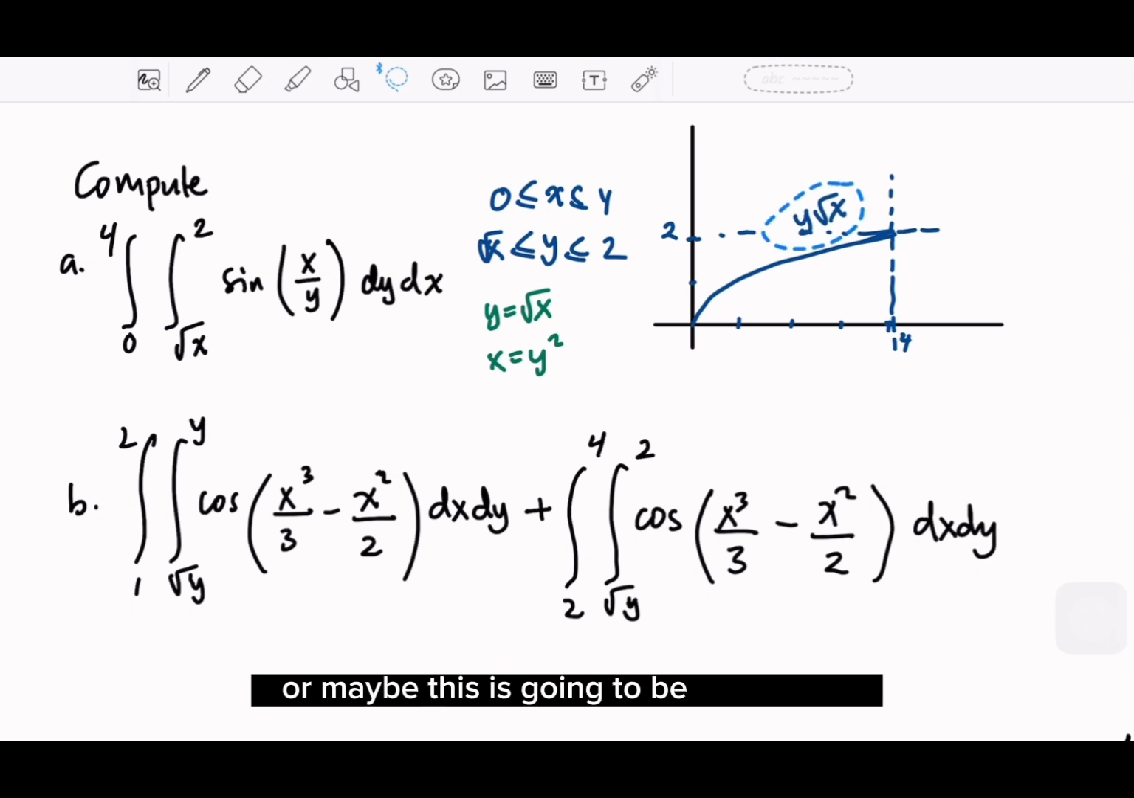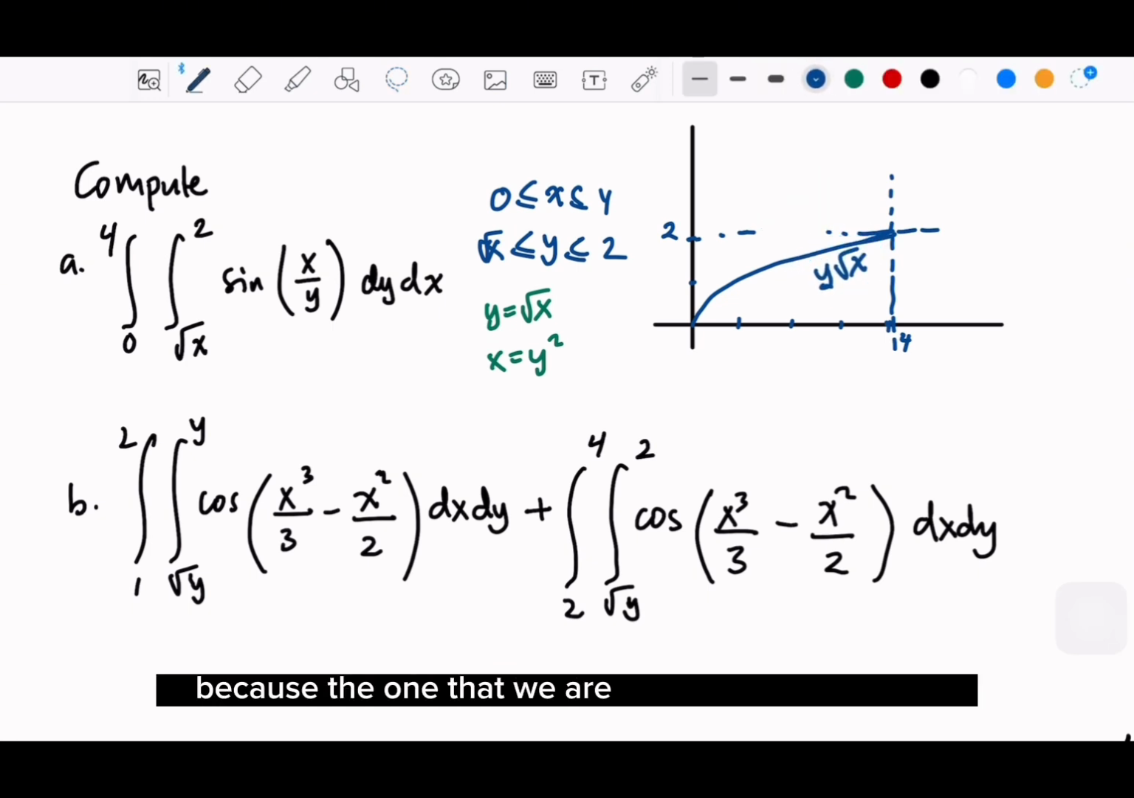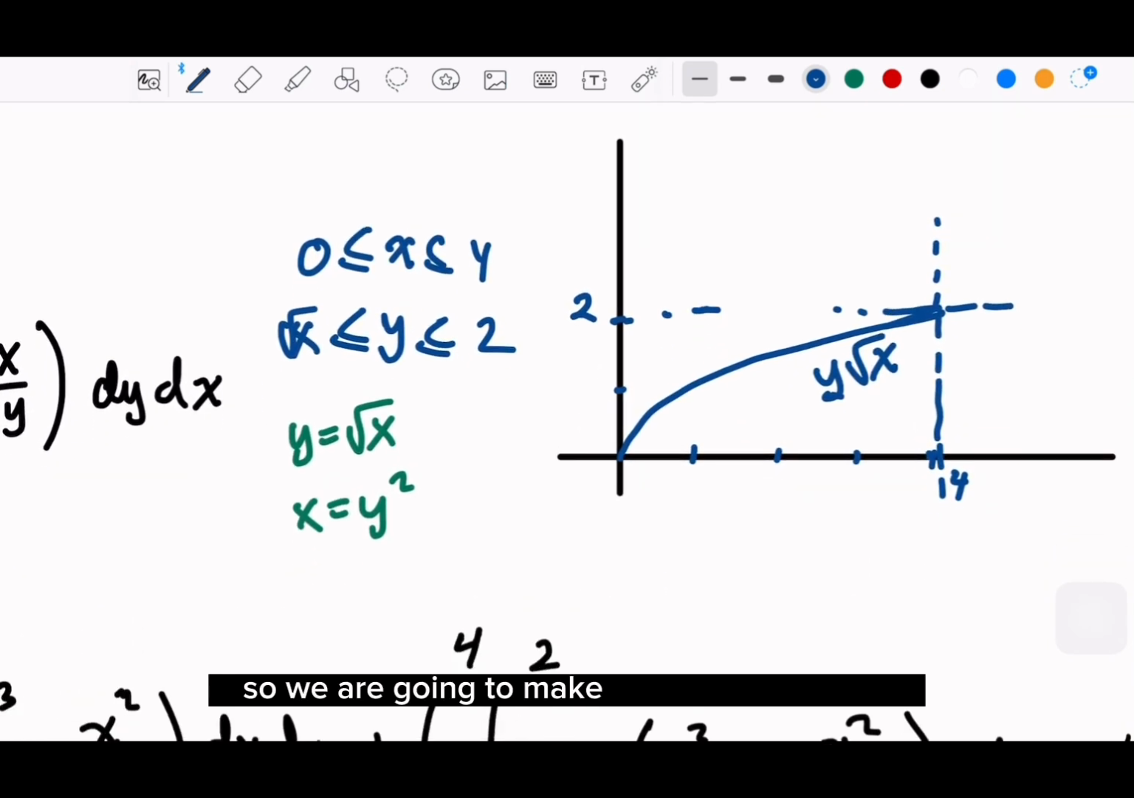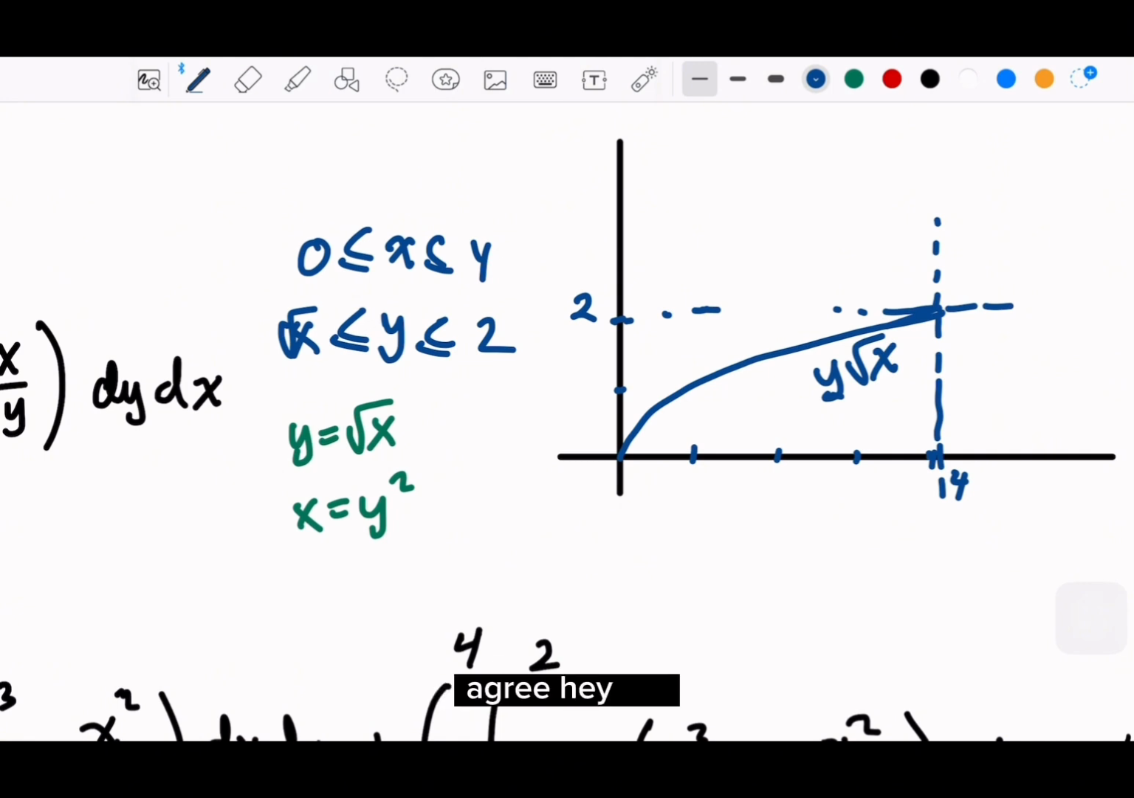Or maybe this is going to be down here, okay? Because the one that we are looking for, okay? If you take, so this is, I think, really tricky, okay? So we are going to make 0 to 4 as a constant. So it's going to be moved over there. But then in y, it's going to start from here to y equal 2, right? So it's going to be this area. Agree? Can you see it? You need to understand first why exactly that area is our area.